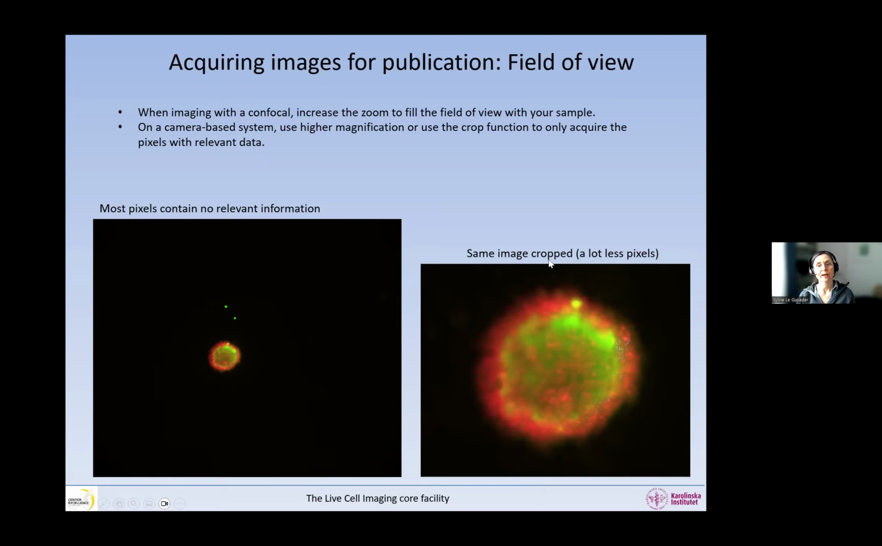And in here, we have the same image, but it's just cropped. So it's much easier for the viewer to actually see what you want to show. I don't know what it would be, but maybe this little dot here or the red dots in the middle.